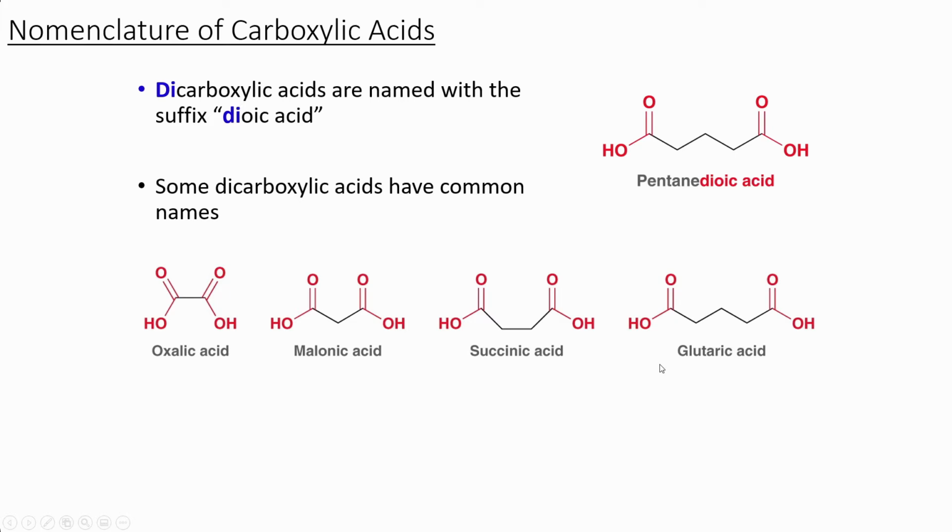In some cases, we might have a diacid, and when we have 2 carboxylic acids attached to the same molecule, then our suffix will be dioic acid. And we also have a slew of common names for the most simple diacids. So we have oxalic acid, 2 carbons, malonic acid, a 3-carbon diacid, succinic acid, 4 carbon, and then finally glutaric acid, which is the 5-carbon diacid.